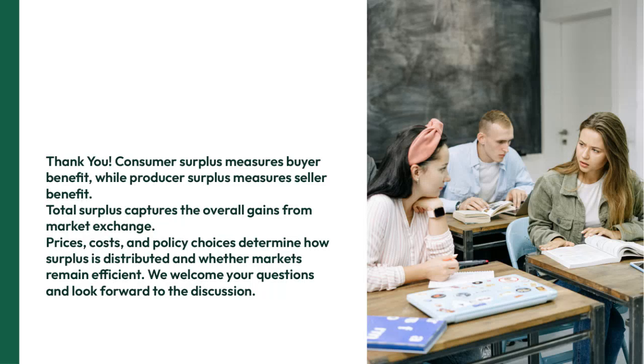To recap, consumer surplus shows the benefit buyers get from paying less than they're willing to, while producer surplus reflects the seller's gains from selling at a higher price than their cost. When we combine these, total surplus represents the overall value created by market exchanges. How this surplus is divided depends on prices, production costs, and policy decisions. And these factors also influence whether markets operate efficiently.